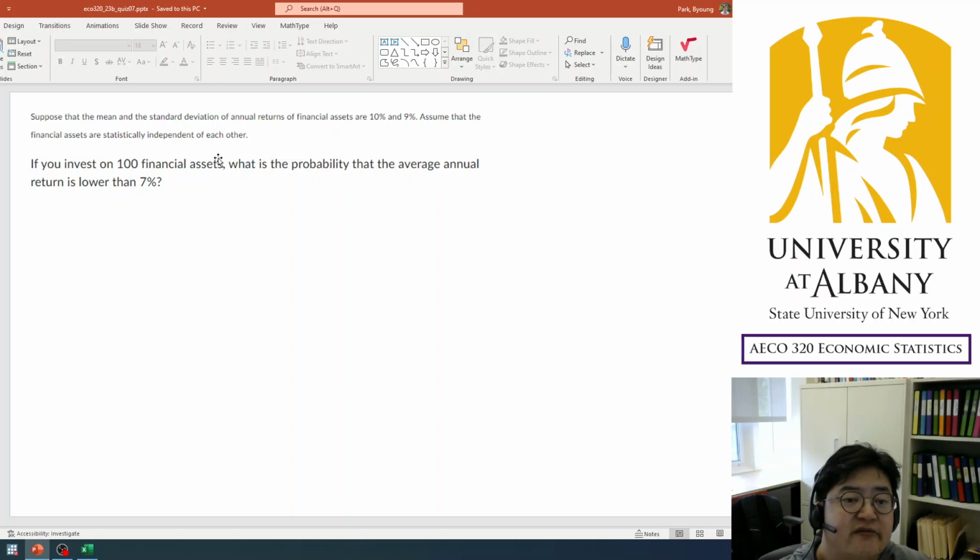Assume that the financial assets are statistically independent of each other. If you invest in 100 assets, what is the probability that the average annual return is lower than 7%? Now you see the same structure here. We have the mean and standard deviation for a single asset, right? But we are interested in the average of 100 assets, and we are looking for the probability of smaller than 7. How do we do that?